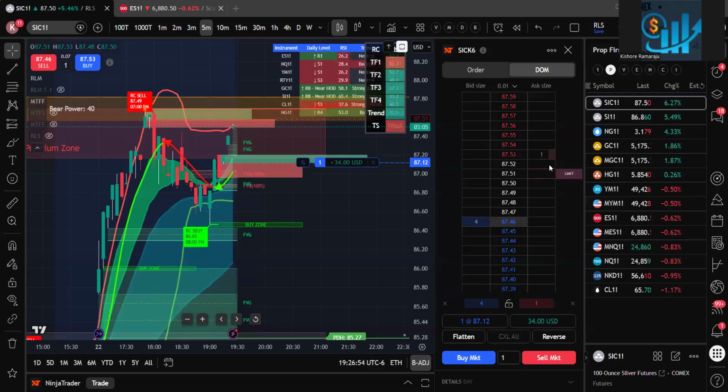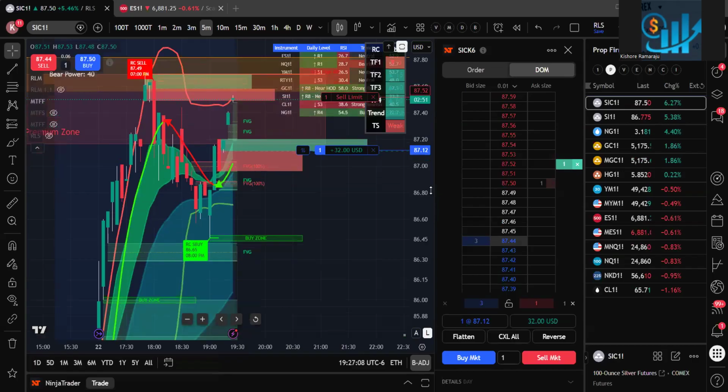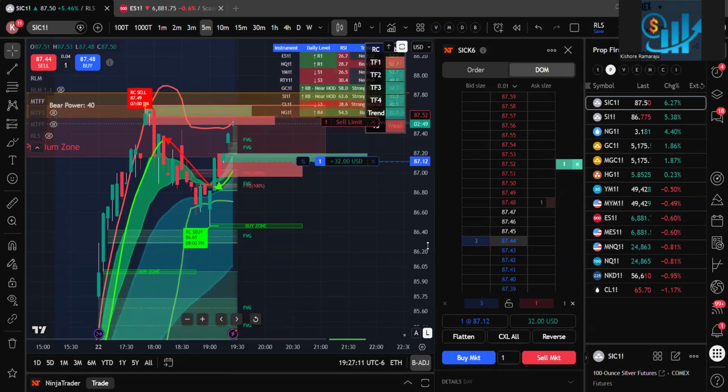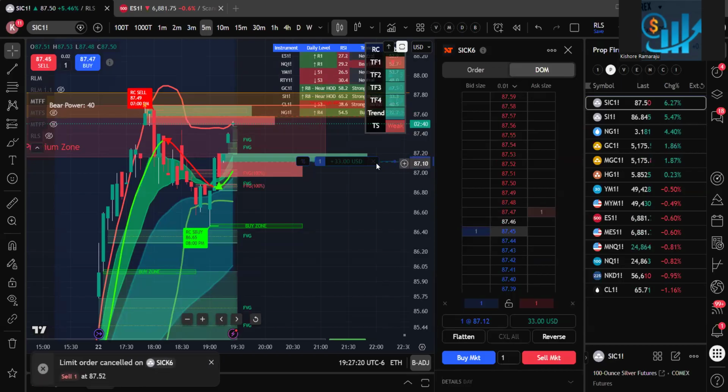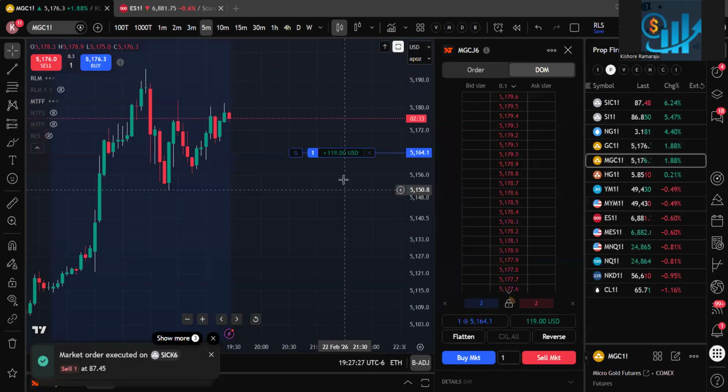We'll book profit on this one, silver, because it went all the way to the top of the band. It came to the bottom, it went all the way to the top, so I'll book the profits. Same thing with MGC also, I'll book the profits.